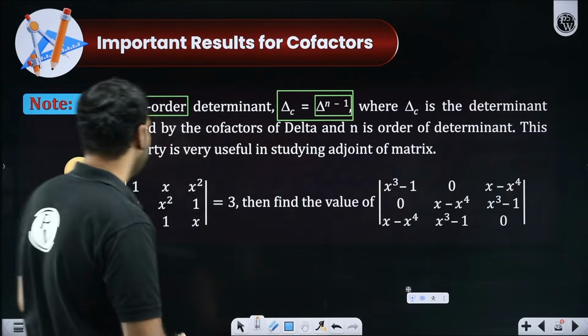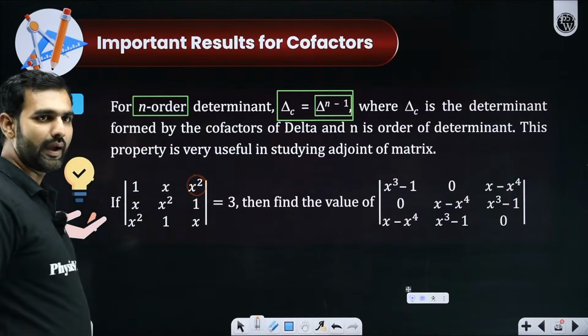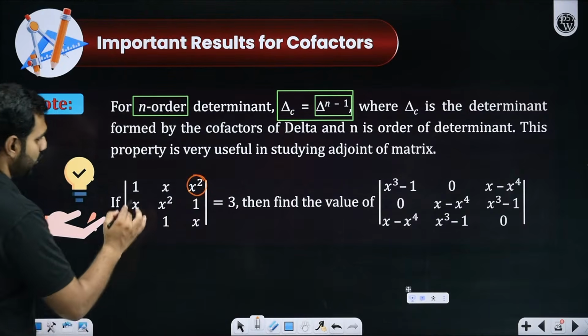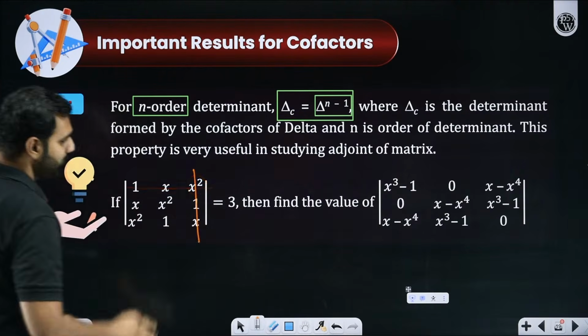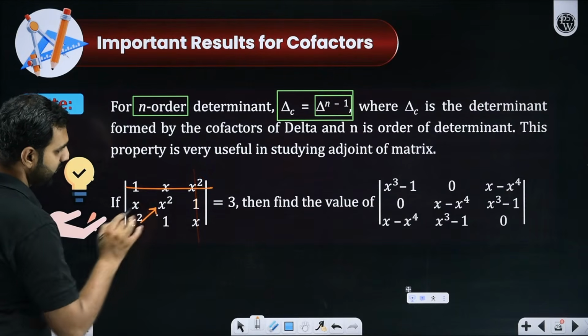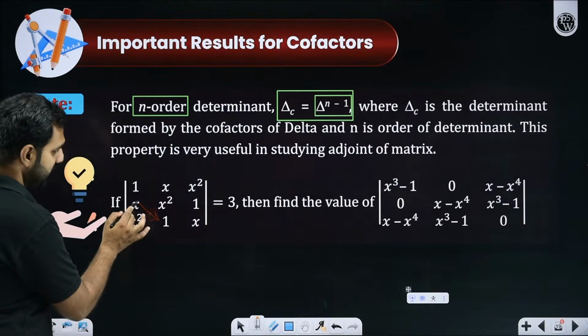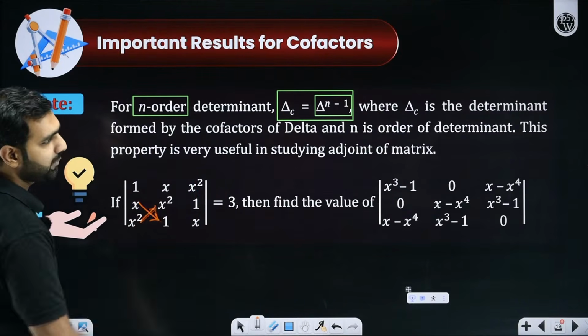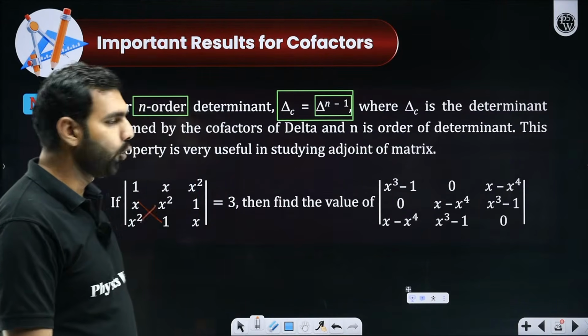The next conclusion. Can you help me with the cofactor of x square? Sir, cofactor of x square will be: remove this row and this column. So what are you now left with? This into this minus this into this. Yes or no? So this is x minus x to the power 4. I hope you got this.